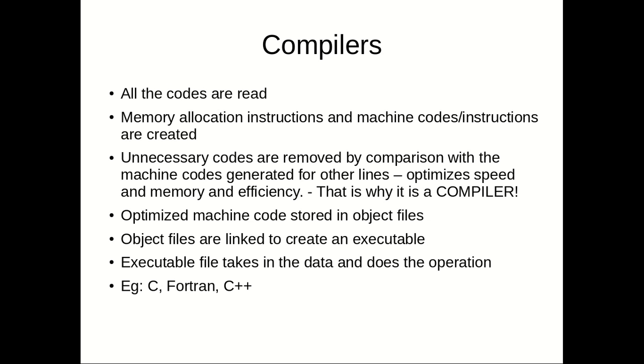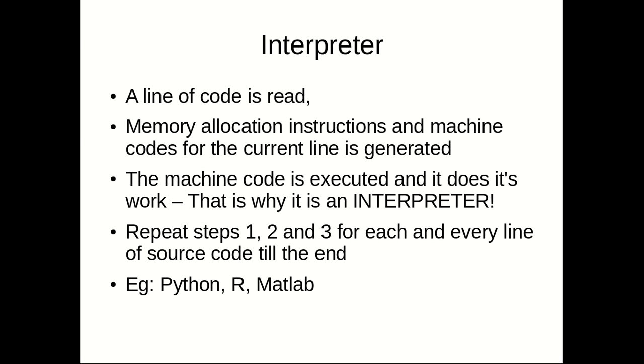Now, after this optimized machine code is made, it is saved in object files, and then the object files are linked together to produce an executable file, like an exe file. This executable file then takes in all the data when executed, does all the instructions that you've told it, and produces all the operations you say. And that's how compilers work. Some of the programming languages that use compilers are C, Fortran, C++, and many more.